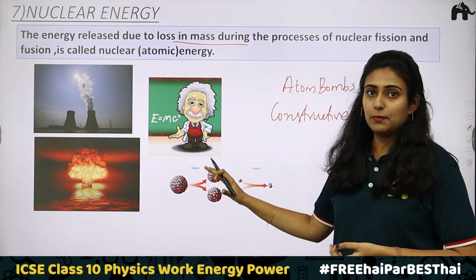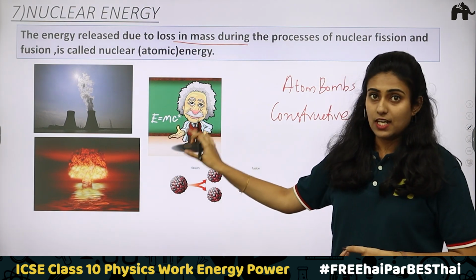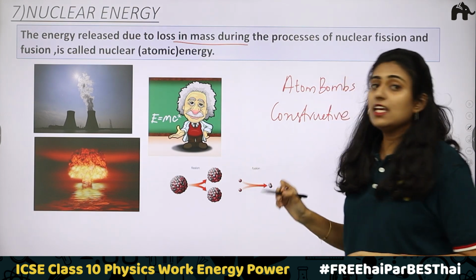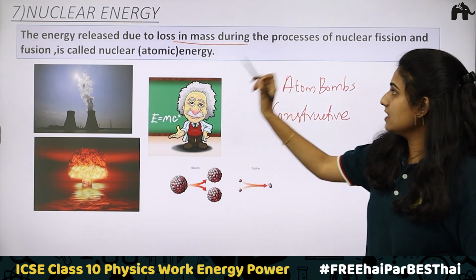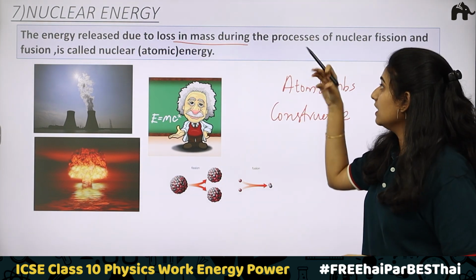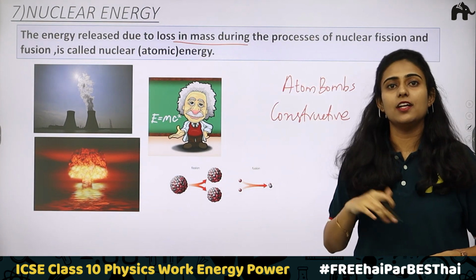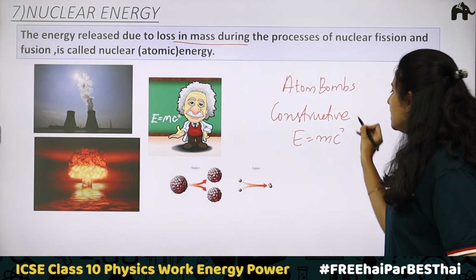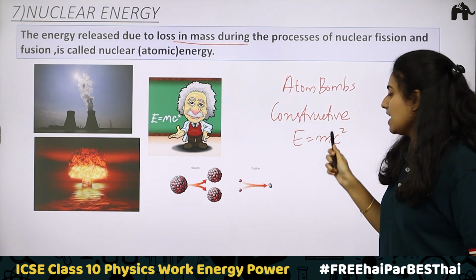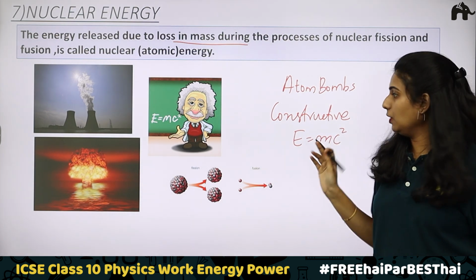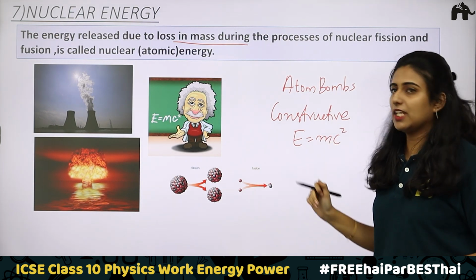Always, the energy will obey Einstein's mass-energy relation, which is E is equal to mc square. Just see here, the energy released due to loss in mass. When mass is lost, it is getting converted into energy according to E is equal to mc square. E is energy, m is mass and c is the speed of light. Okay, this is about nuclear energy.